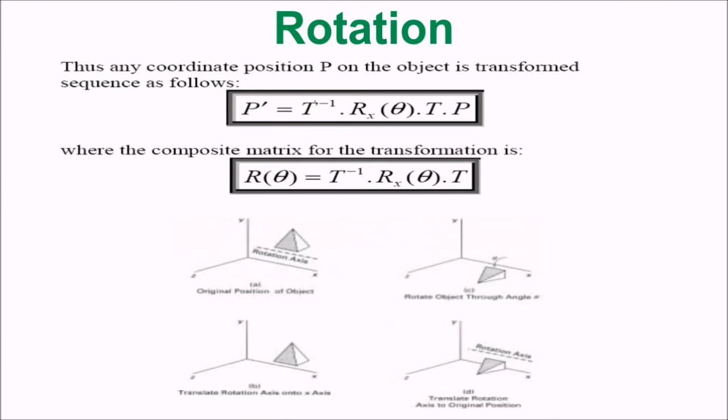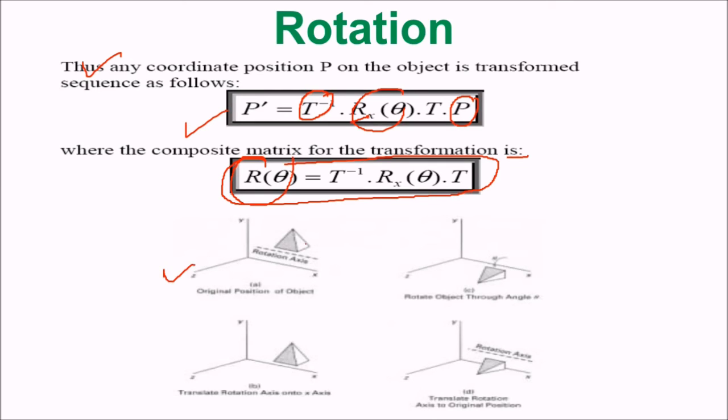Like this. Okay, any coordinate position P on the object is transformed like this: T inverse, Rx theta, and T, and this is your linear matrix. And the composite matrix of the transformation, this R theta, is given by T inverse Rx theta T, which I just said. This is the composite matrix, and this is how you rotate.